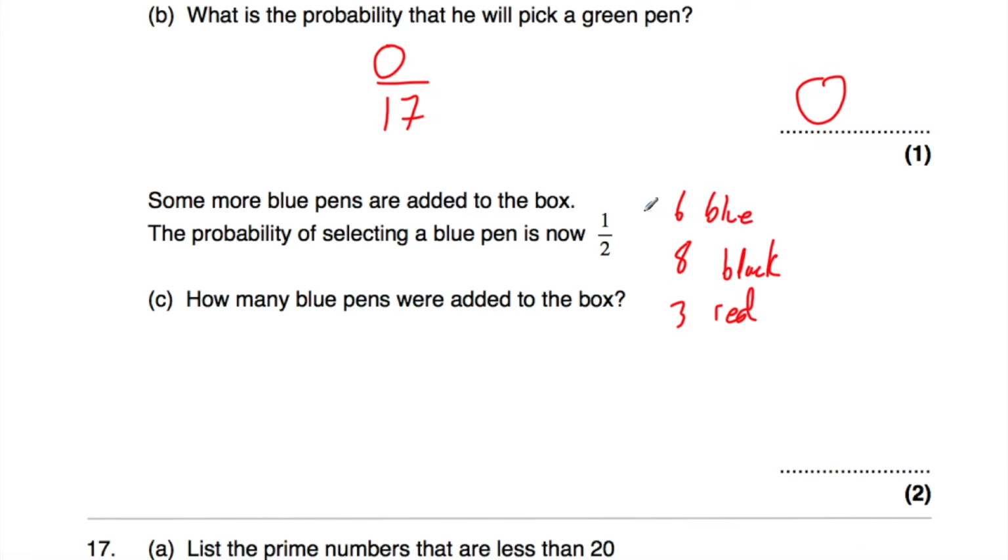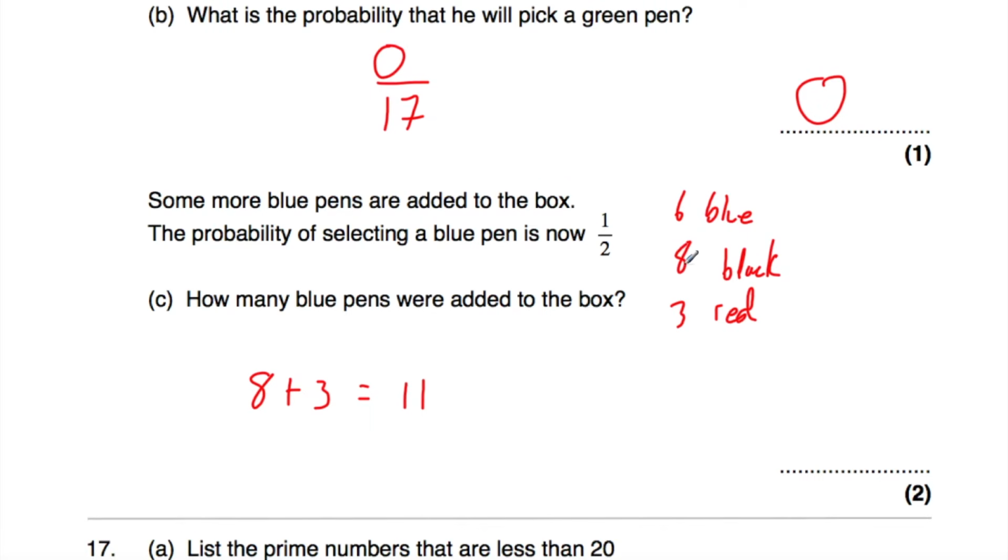Some more blue pens are added to the box, and the probability of selecting a blue pen at random from the box now is a half. That means half of the pens will be blue, and half will be other colours. Only blue pens are added, no other pens. So if we add together the black pens and red pens, that tells us how many are not blue. 8 plus 3 is equal to 11. So in the box at the minute, there's 6 pens that are blue and 11 pens that are not blue.